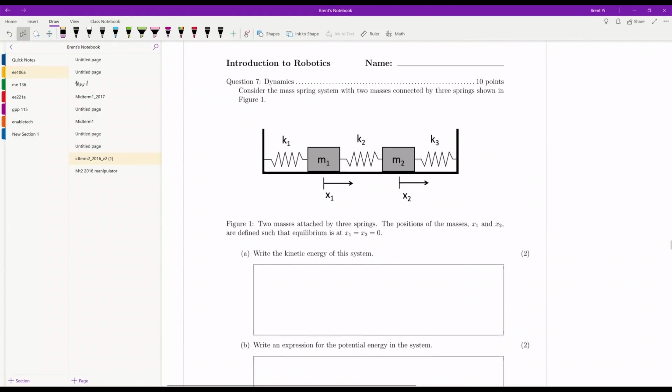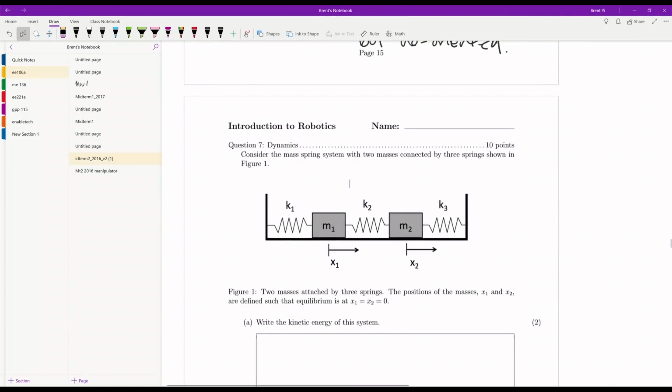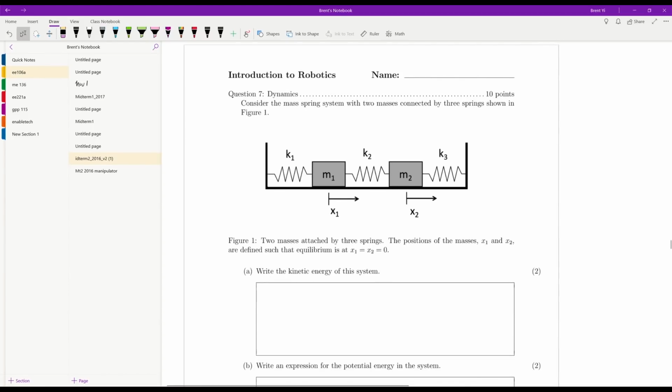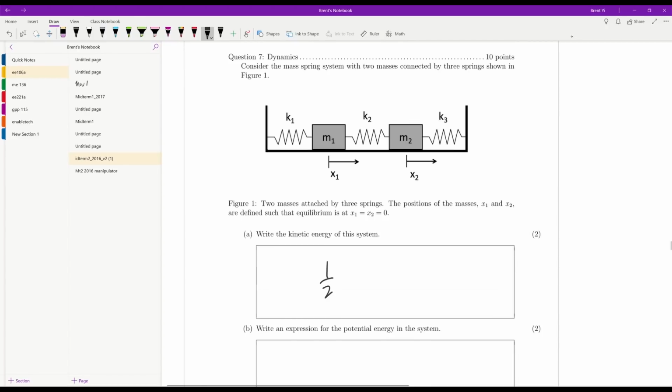Okay, let's look at question 7, which is dynamics, and also the last question. The first part asks for the kinetic energy of the system, which has 2 masses and 3 springs. The kinetic energy is pretty much solely determined by the masses, so we can just use half mv squared for each of the masses and sum up their respective kinetic energies. In this case, that'd be half m1 x1 dot squared plus 1/2 m2 x2 dot squared. And that's the kinetic energy T.